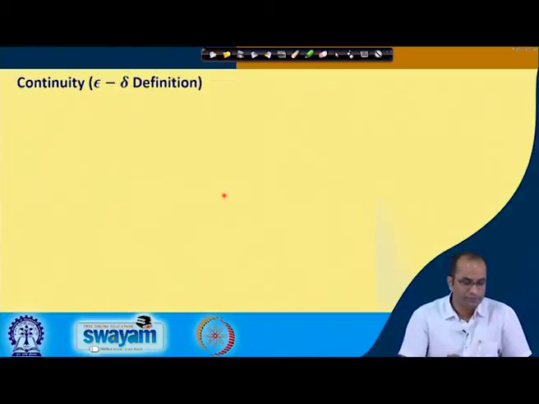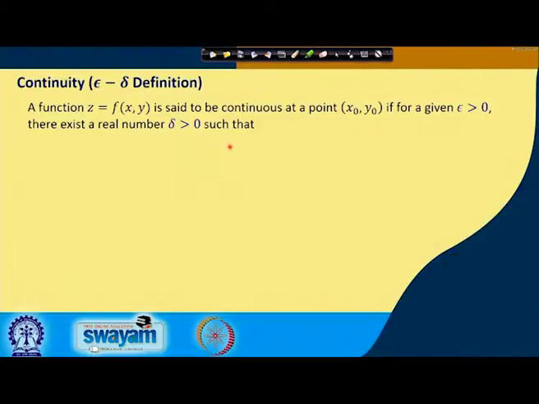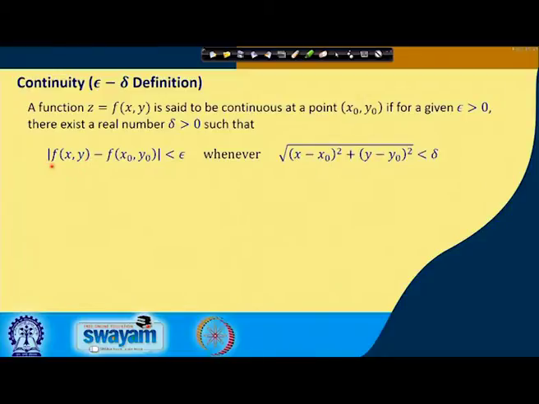So, we can give the delta epsilon definition for continuity. A function z equals f(x, y) is said to be continuous at a point (x0, y0) if for a given epsilon there exists a real number delta positive such that the difference between f(x, y) and the value of f at (x0, y0) is less than epsilon whenever these x and y we take from the delta neighborhood of the point (x0, y0).